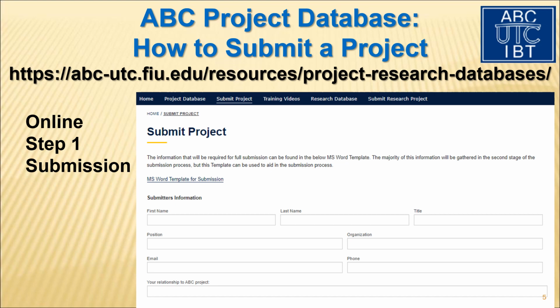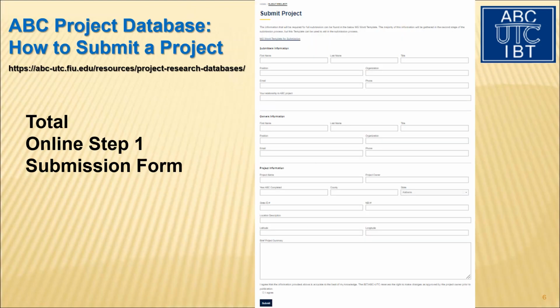As you can see, the first set of fields is information on the submitter. These fields give brief contact information and the submitter's relationship to the ABC project. The total required information for the Step 1 submission is minimal. As can be seen, in addition to brief submitter information, the form requests brief contact information for the project owner representative and brief project information that identifies the project. What makes it an ABC project is briefly stated in the field titled Brief Project Summary. After completing the fields, the submitter clicks the blue box titled Submit.